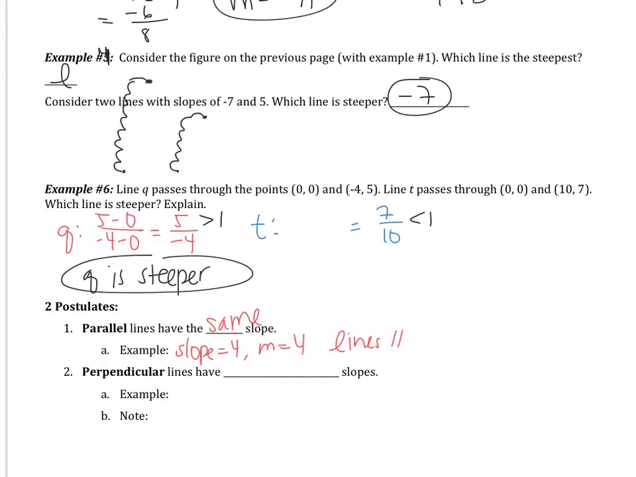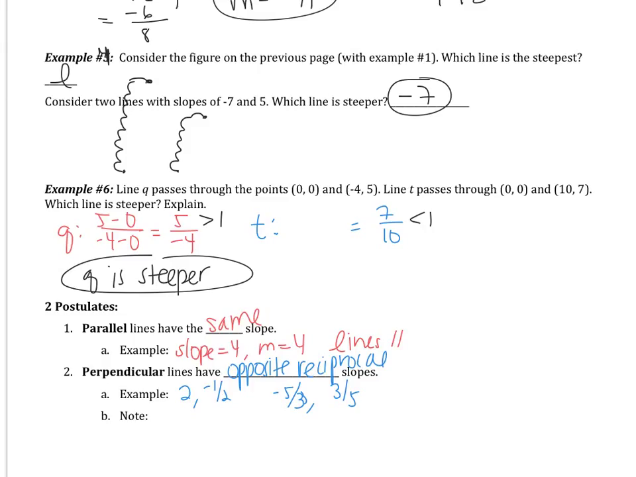Perpendicular lines, on the other hand, have opposite reciprocal slopes. So for the slope of 2, opposite means the opposite sign, so it's going to be negative, and then the reciprocal, so it would be -1/2. If I have -5/3, that's going to be perpendicular to positive 3 over 5.